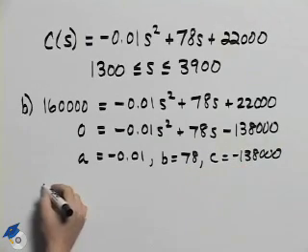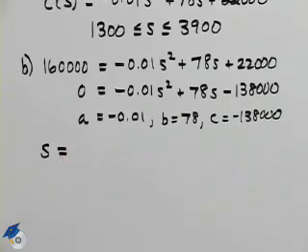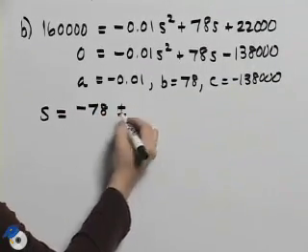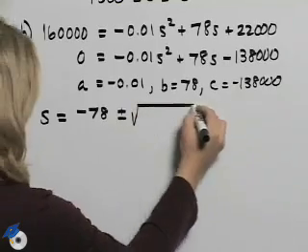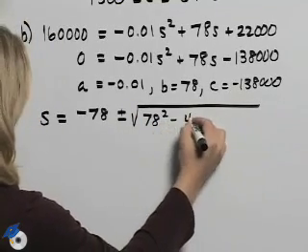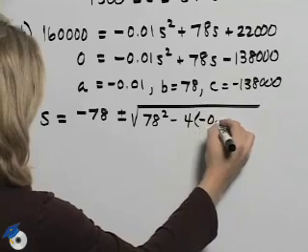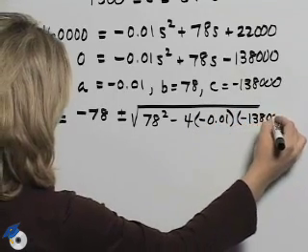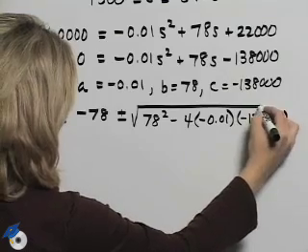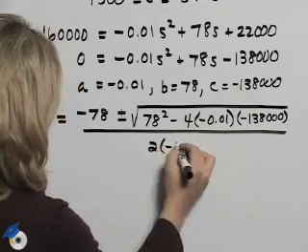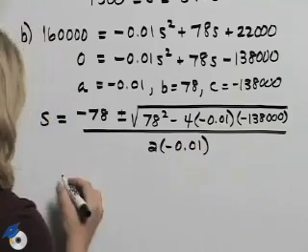So solving for S will give us S equal to minus B, which is negative 78, plus or minus the square root of 78 squared minus 4 times A times C. We'll divide all of that by 2 times A.